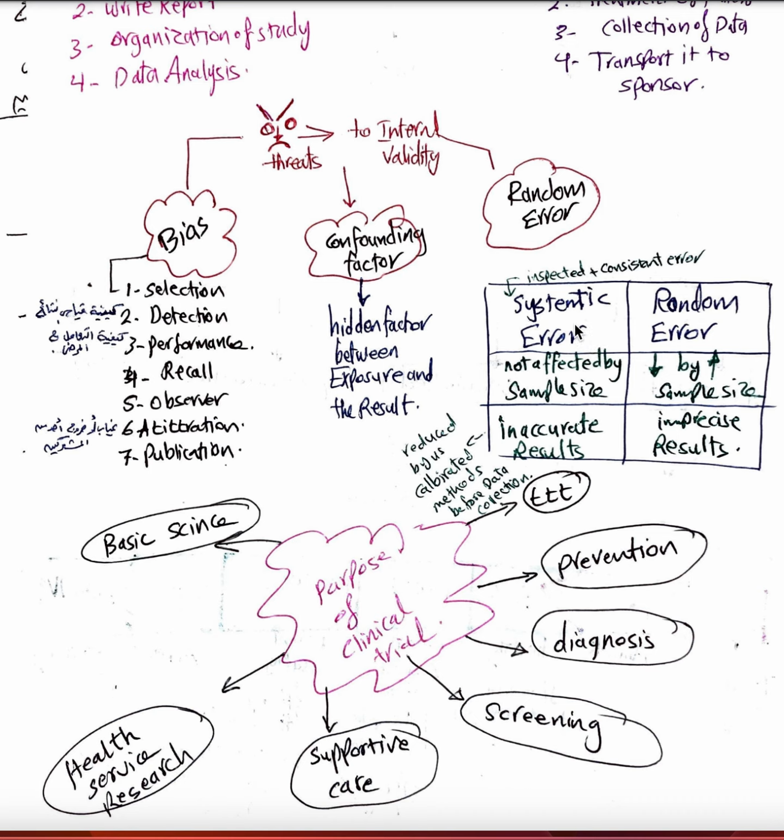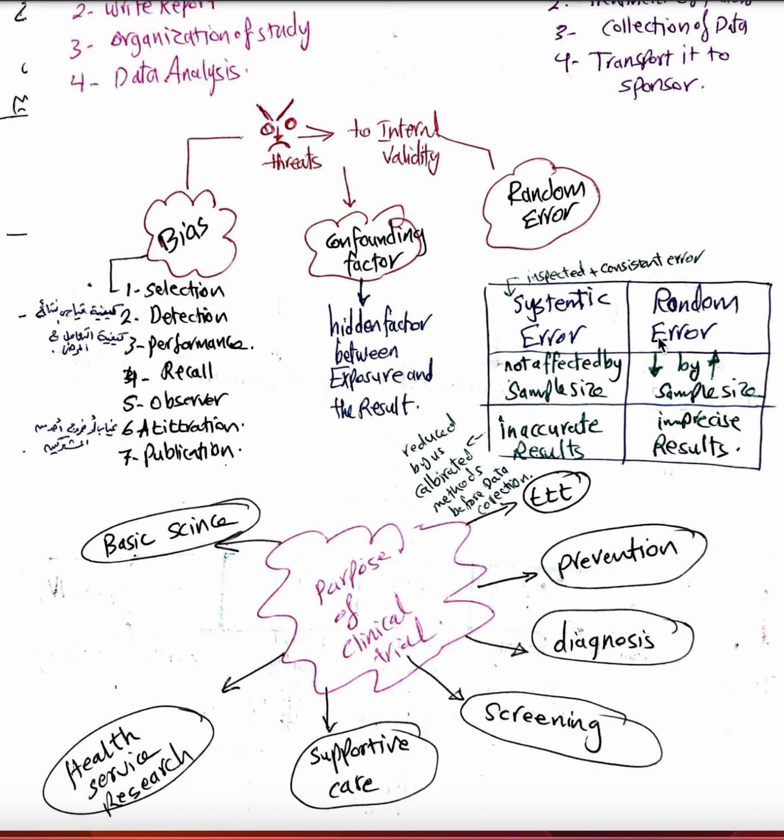Another definition of the systematic error is that we expect this error and it's a constant error. It's not affected by the sample size. So if you increase the sample size, it has no effect and the results are inaccurate.